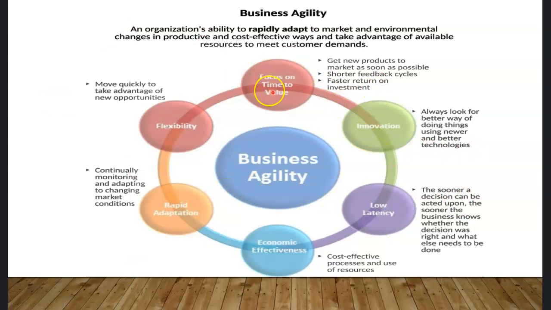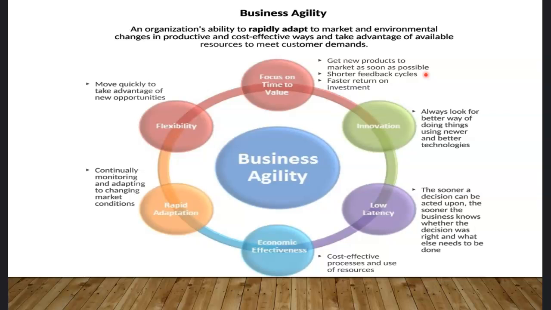So the first point, let's focus on time to value. What that means is we want to get new products to market as soon as possible, and we want to shorten the feedback cycles on our products, whether they are with the customers or internal employees. What we want is a faster return on our investments. That's the focus on time to value.